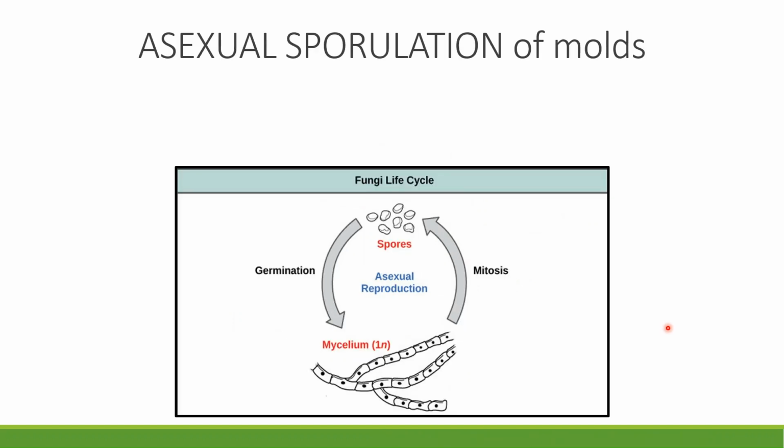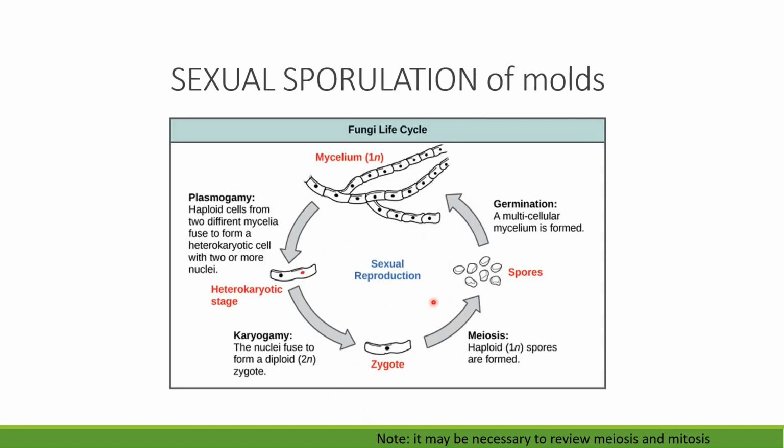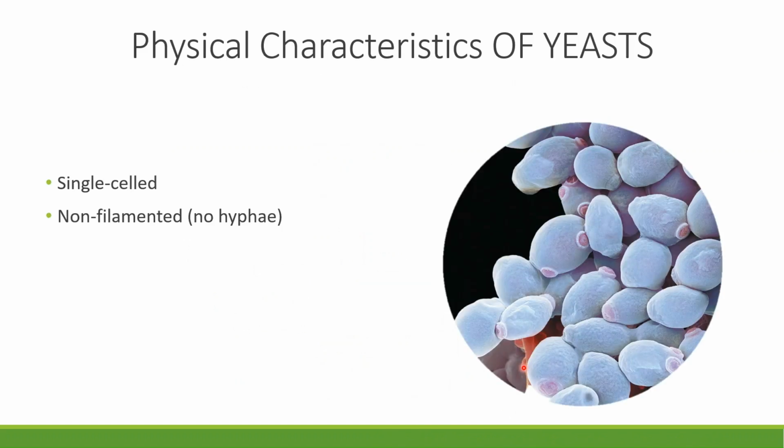Now, in asexual sporulation of molds, it's a lot more simple than this. You have your spores that can germinate and become mycelium. And they're going to replicate more mycelium cells and grow into longer hyphae. And through mitosis alone, so not meiosis, just through mitosis, they can generate spores as well. And that is a form of asexual reproduction. So what are we lacking here? Well, we're really lacking plasmogamy, karyogamy, and meiosis in that process. Okay, so that covers molds.